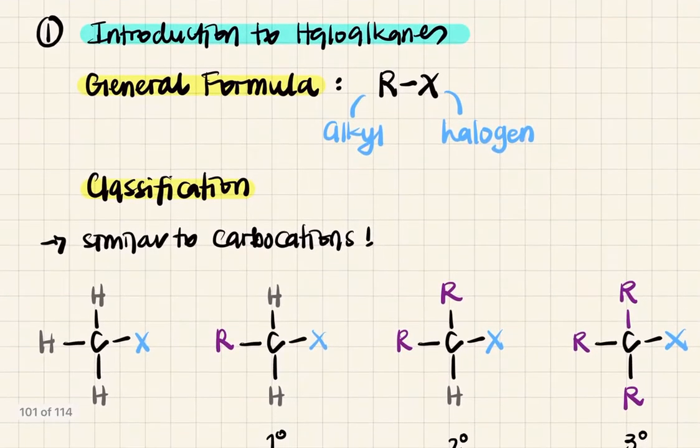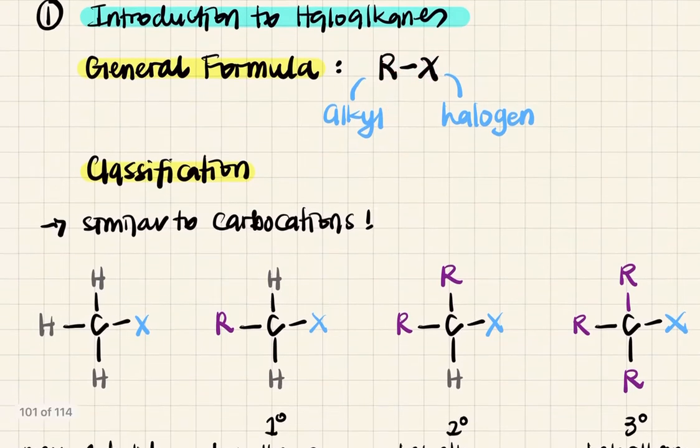Alright, bismillah. Okay, so introduction to haloalkanes. Okay, so haloalkanes, it is basically made up of an alkyl group atau aryl group R then attached to a halogen. Okay, so it has a polar bond. Okay, because of the difference in electronegativity between this carbon dengan this halogen.